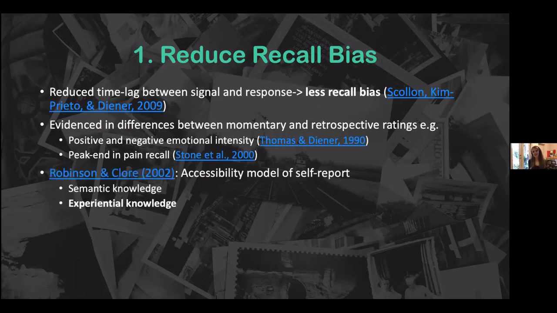This ties into the idea of the accessibility model of self-report. Robinson and Clore suggest that there are two types of knowledge we have about ourselves. The first is semantic knowledge, which is knowledge about the different things that are tied to how we see ourselves. These are influenced by social norms and by our culture, but they're not tied to a specific time, context or place. They're a broad idea we have about ourselves. Experiential knowledge is more directly linked with our experiences. So it's asked in the time, in the context, and it's asked about our behavior in the context.